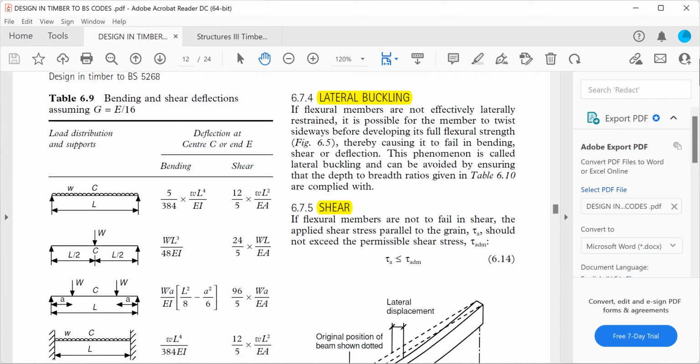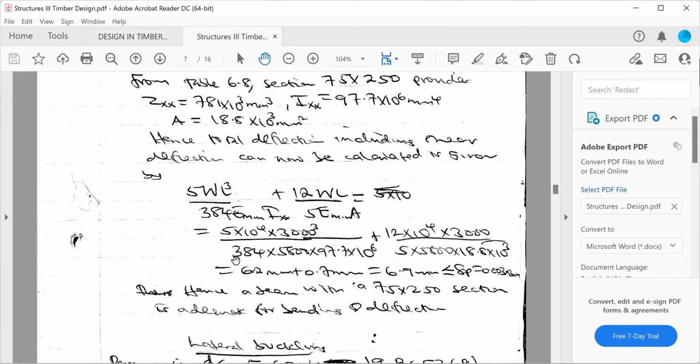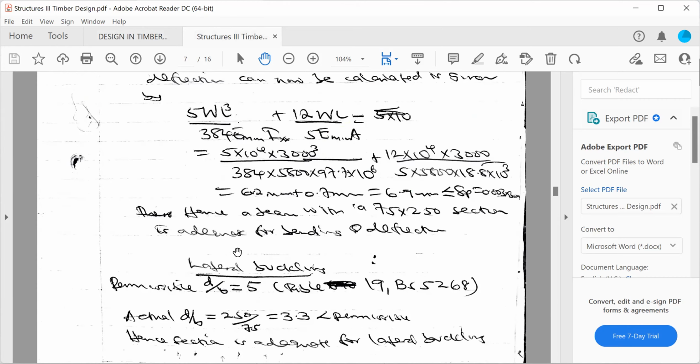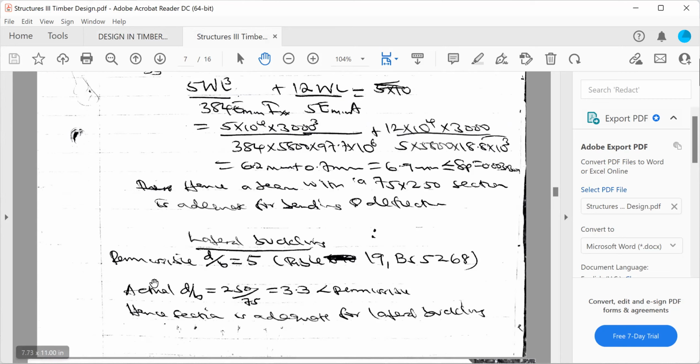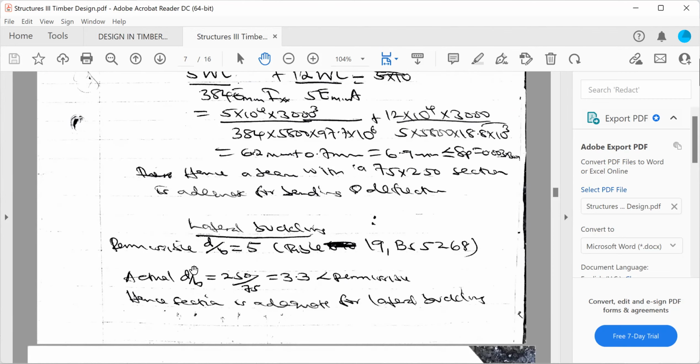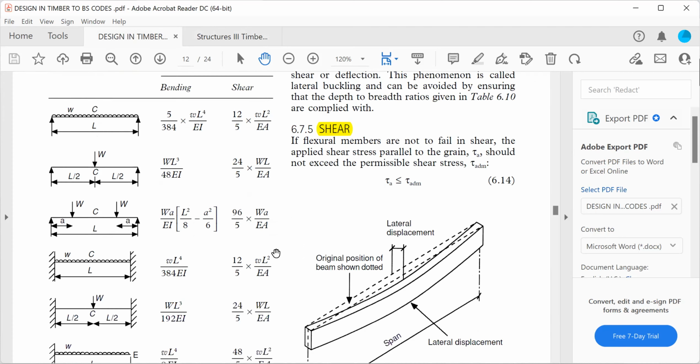Okay, let's proceed. So from there, now we go to lateral buckling. Lateral buckling. So first of all, we say that permissible, what is allowed? Permissible, now depth over breadth should be equivalent to 5. This is from table 19 of BS 5268. So let me show you table 19 now, lateral buckling, what you mean by lateral buckling. So is here.